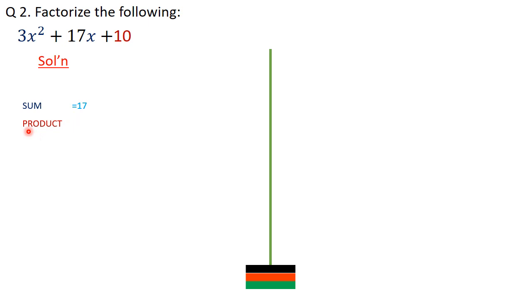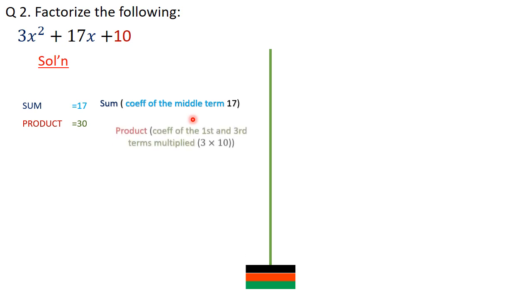Again, we need to understand another term, product, which is the multiplication of the first and the third terms, which is 30. That is explained there, that sum is normally the coefficient of the middle term, in our case 17. The product is the multiplication of the coefficients of the first and third terms, which in our case is 30.